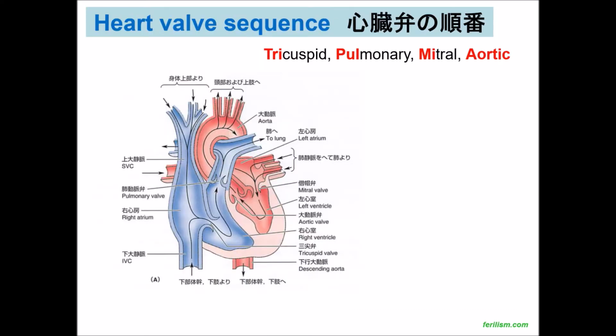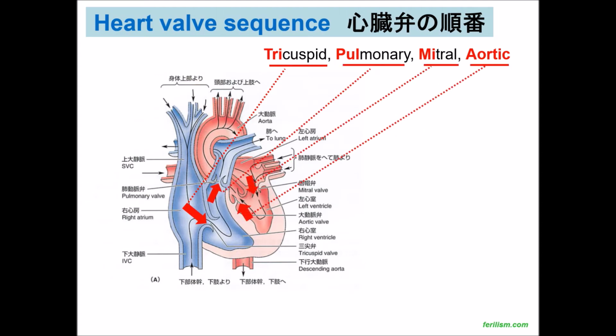Heart valves. We have 4: tricuspid, pulmonary, mitral, and aortic. According to the normal blood flow, to remember them in sequence, we can use this mnemonic: try pulling my aorta.